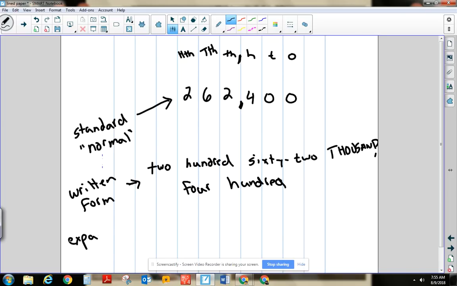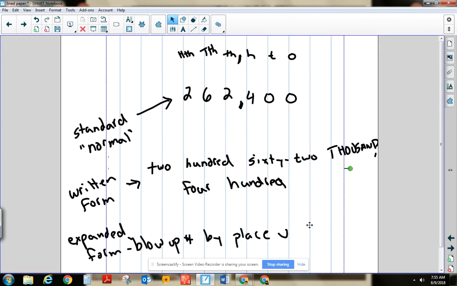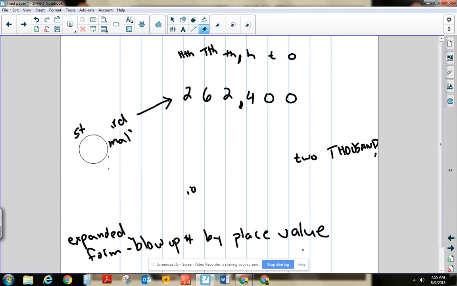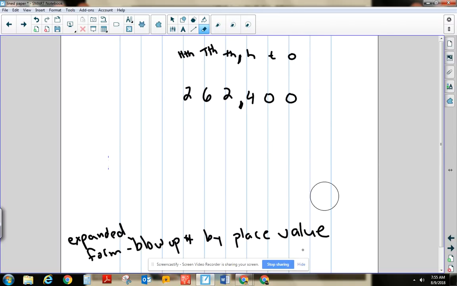So expanded form, I always kind of think of it as blowing up the number. We're going to blow up the number by place value. Okay? This is really going to help you out when we are comparing numbers in our next lesson. So I'm going to erase all this, and I'm going to show you expanded form. Expanded form is like a big addition problem.